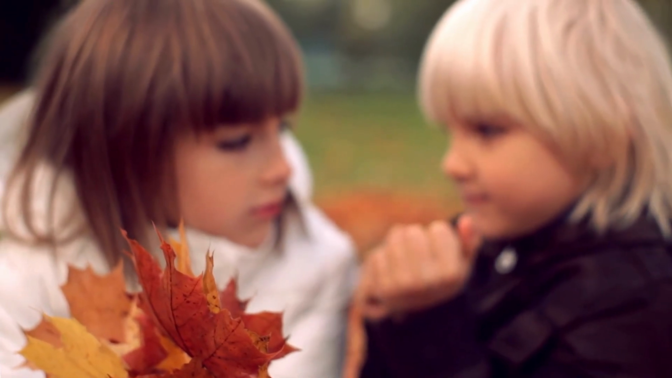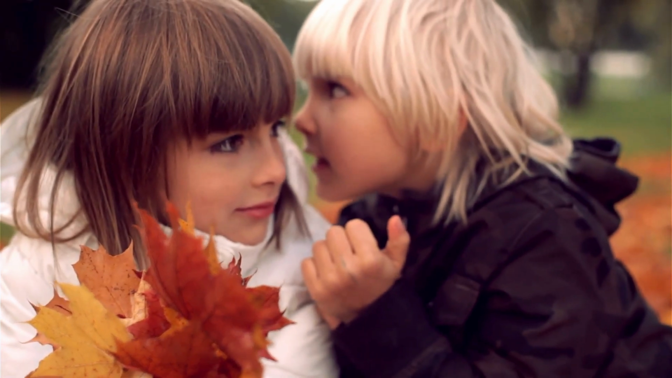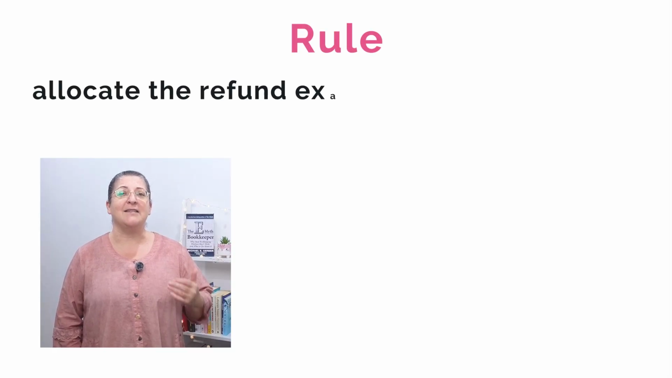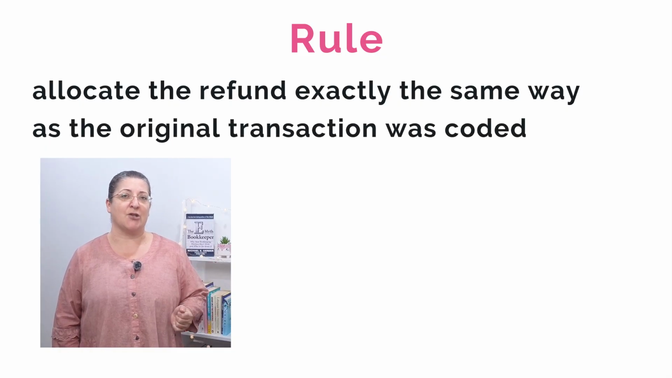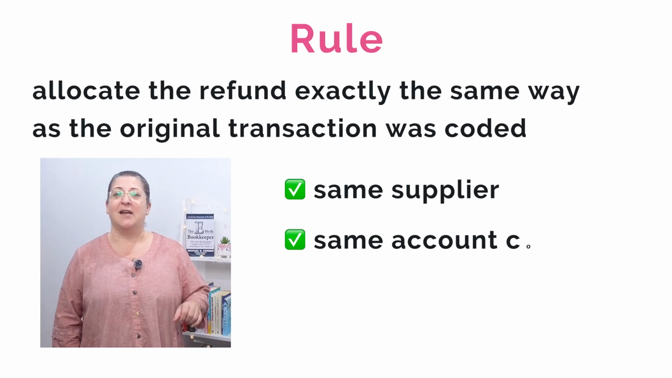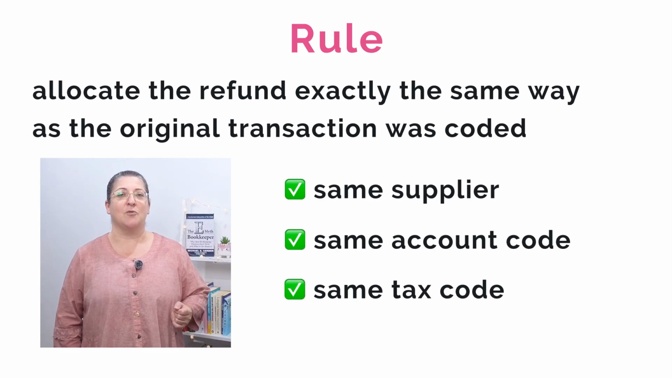In this video, I'm using Amazon as an example, but the same process applies to any supplier refunds. And to be honest, even to sales refunds, but let's not go there today. So my rule is really simple. For any refund in Xero, allocate it exactly the same way as the original transaction was coded. Same supplier, same account code, and same GST or tax code. If you follow this simple rule, refunds are really easy.